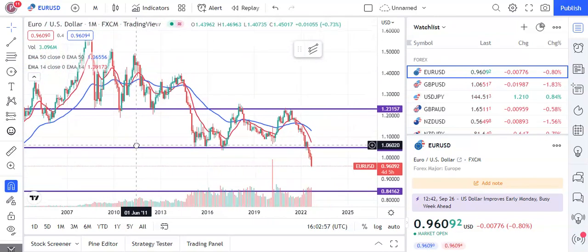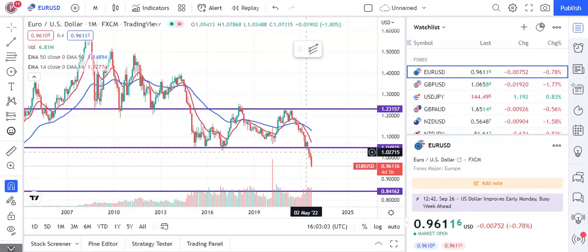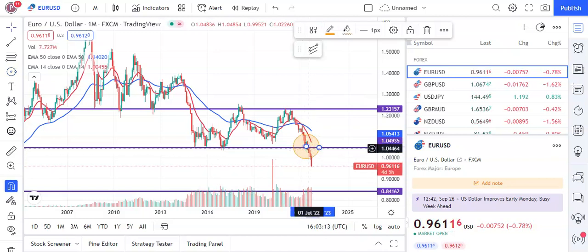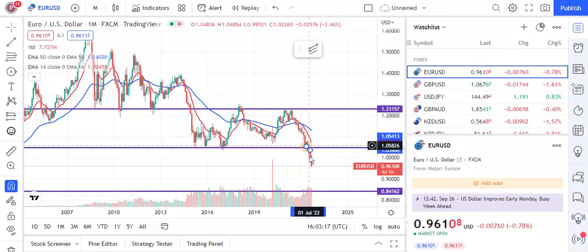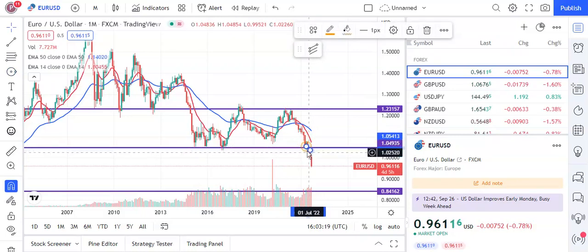So from the Euro USD monthly time frame, you can see that price has broken down this area of support. Let me quickly show you with the circle. Can you see it? Price has broken down this area of support. Price is heading down.